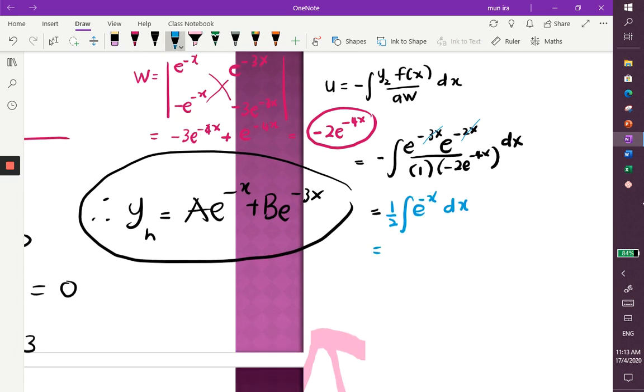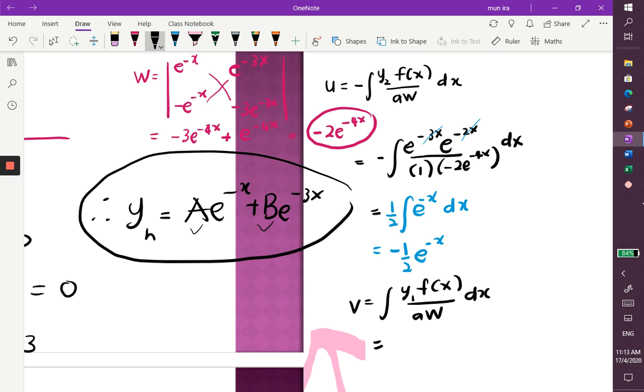So we have to integrate this one. So we have negative half e negative x. No need to add any constant. Just remain the solution as this one because we already have constants in yh. Two constants are enough.